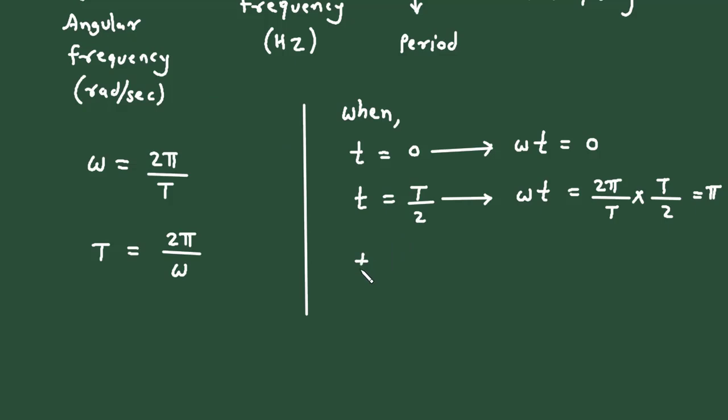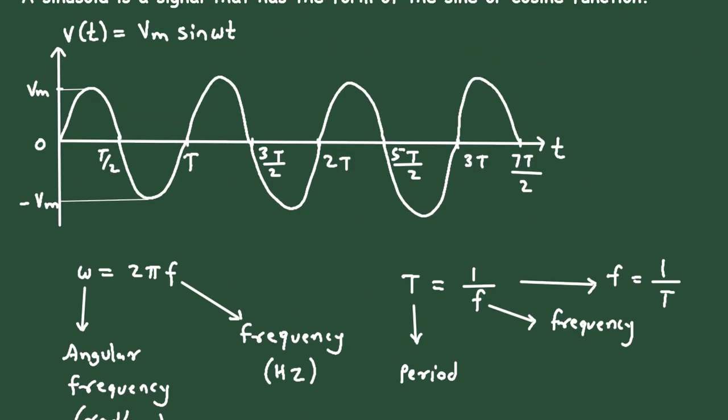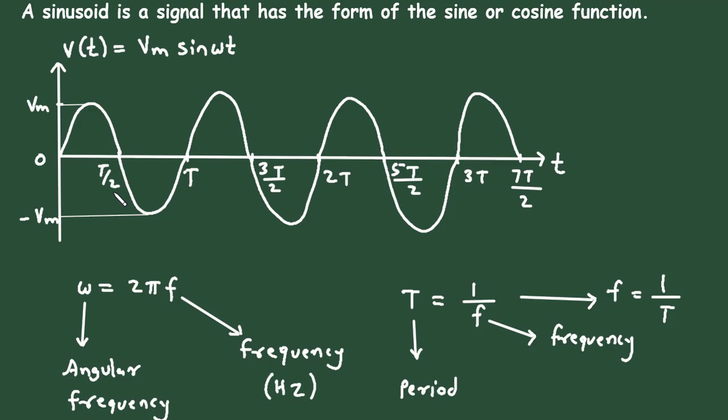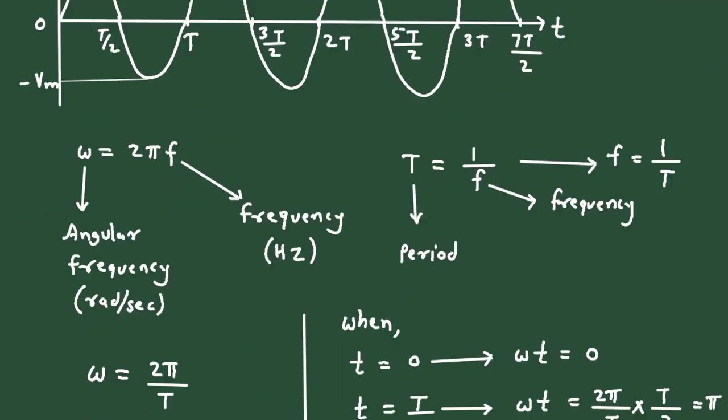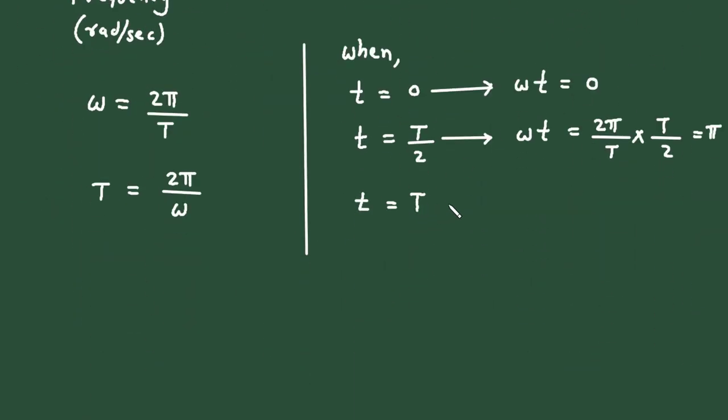Next, when t is equal to, here it is 0, then T by 2, then next is capital T. So when t is equal to capital T, this implies omega t is equal to, in place of omega we will substitute 2 pi by T, multiplied with, in place of small t, capital T. So this T and this T will get cancelled. Therefore omega t is equal to only 2 pi.